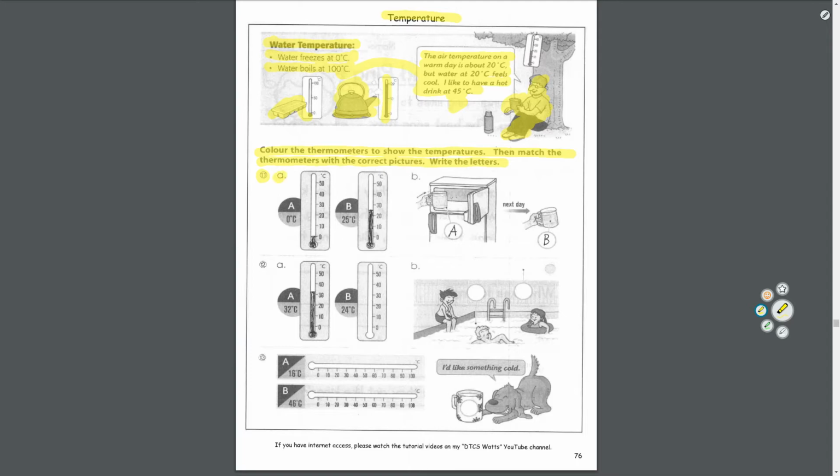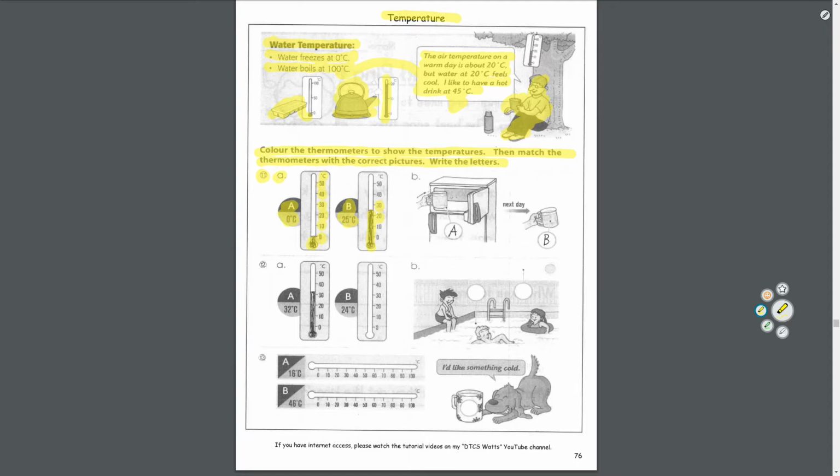So part A, we're going to look at thermometer A and thermometer B. Thermometer A says 0 degrees Celsius. So I look at the numbers here, 0, 10, 20, 30, 40, 50 Celsius. And we want 0, so we only go up to there. That's where water freezes. And B is 25 degrees Celsius. So 25 is between 20 and 30. So we fill up the thermometer to that point.